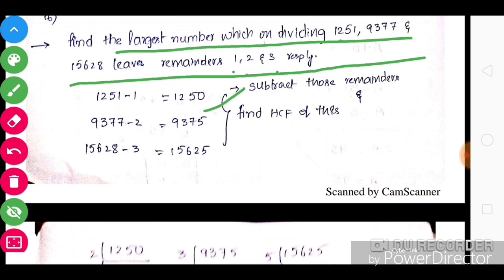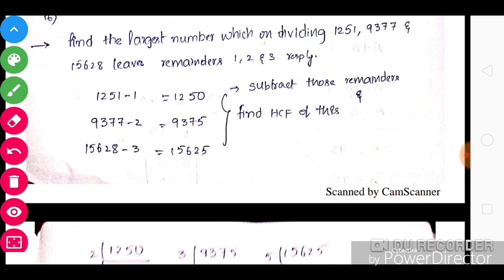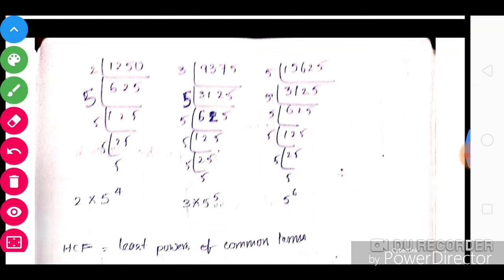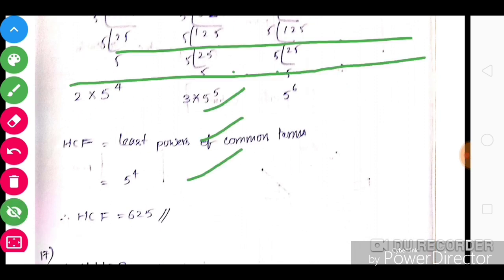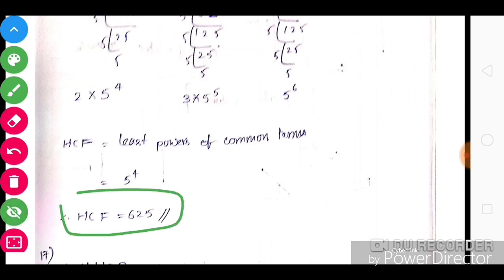So we'll get 1250, 9375 and 15625. Then we'll get answers like this, and we have to find HCF, and the HCF will be 625. Okay, after subtracting those three numbers, we have to find HCF of those three numbers, so it will be 625.